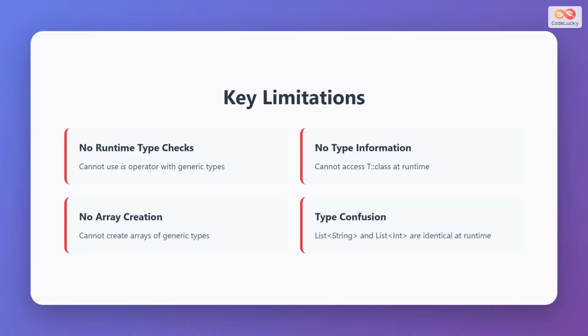Type erasure creates several important limitations. First, you cannot perform runtime type checks. The is operator won't work with generic types. Second, you cannot access type information. Calling T::class at runtime is not possible. Third, you cannot create arrays of generic types. And fourth, different generic types become identical at runtime. List of String and List of Int are the exact same type to the Java virtual machine.